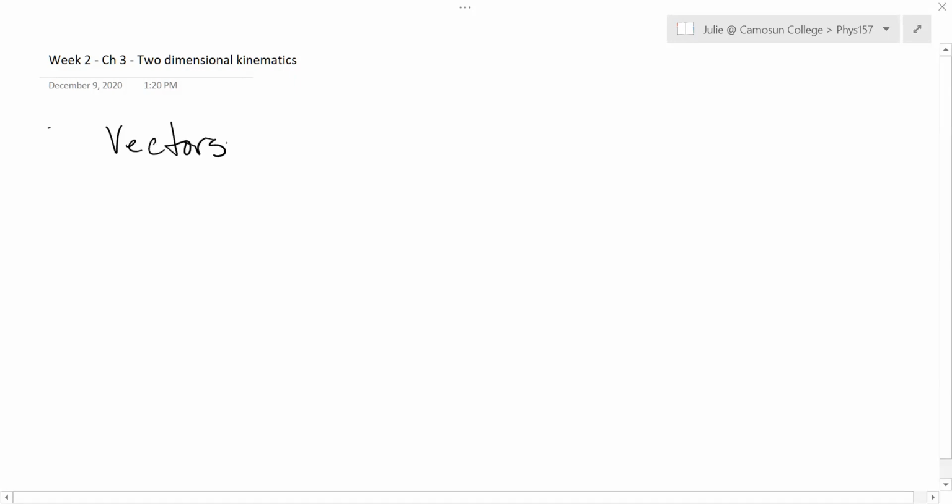So week 2 of Physics 157 will deal with chapter 3 in the textbook and will be about two-dimensional kinematics. So the first thing they'll talk about is vectors. And we will just be working in 2 dimensions.